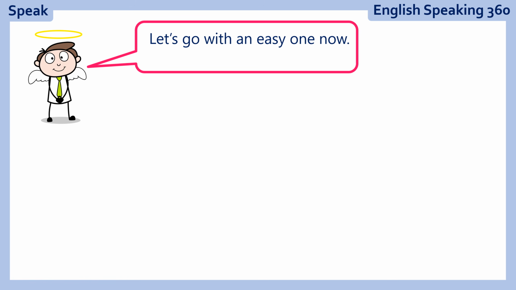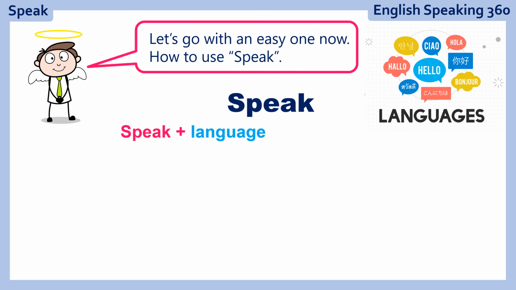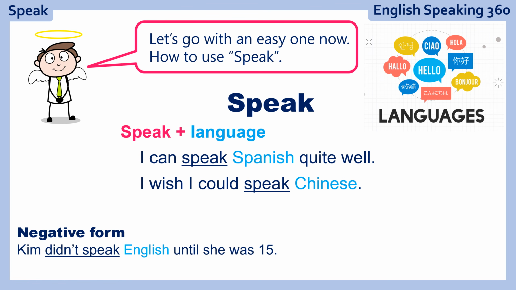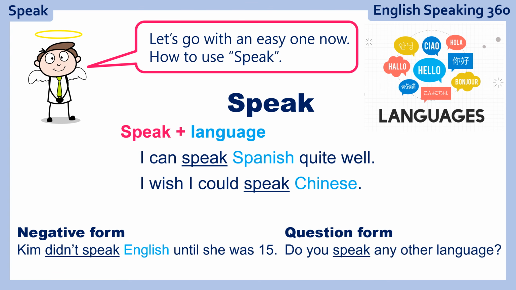Let's go with an easy one now. How to use speak. Okay, speak is super basic. Speak plus a language. I can speak Spanish quite well. I wish I could speak Chinese. Great. The negative form, similar. Kim didn't speak English until she was 15. The question form, do you speak any other language? Great. So this is easy.